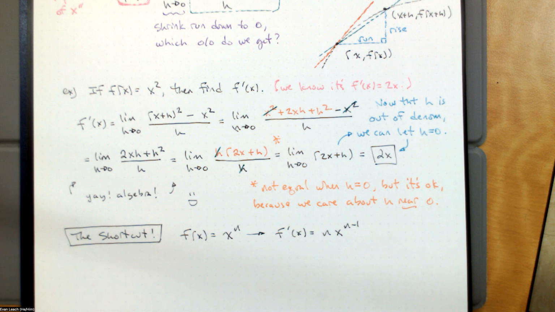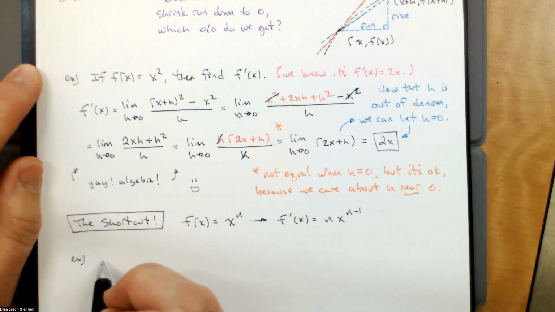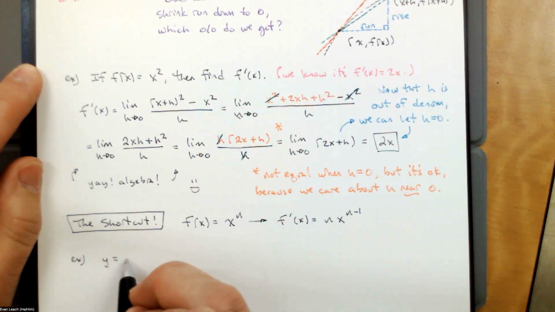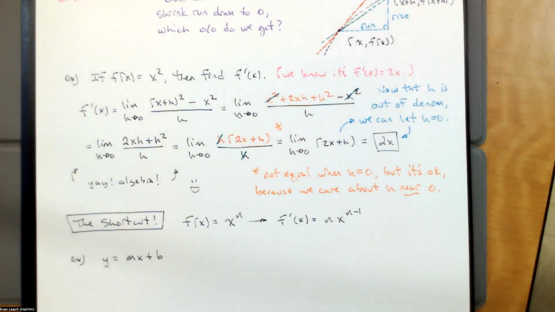Recall that the derivative is about finding the slope of the line tangent to a curve at a given point. So if, for example, my given curve is a line y equals mx plus b, we know that the slope of this line should be the same no matter what value of x we plug in. That's the whole defining characteristic of a line. The rate of change is constant. The slope is the same everywhere. It is its own tangent line.